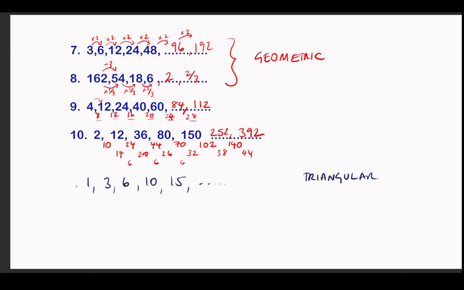But again, it's one of these ones where if you look at the difference here is 2, 3, 4, 5, and then it would be 6. So the next number would be 21, and then the difference would be 7, so 28. Now, why are they called the triangular numbers?